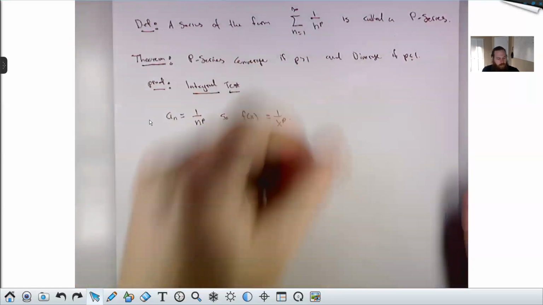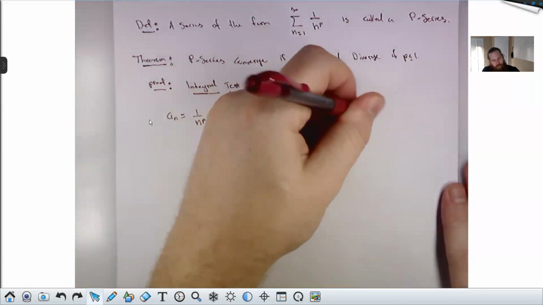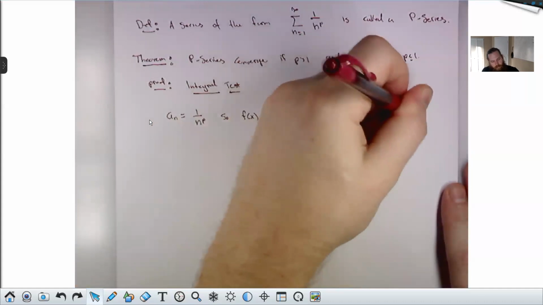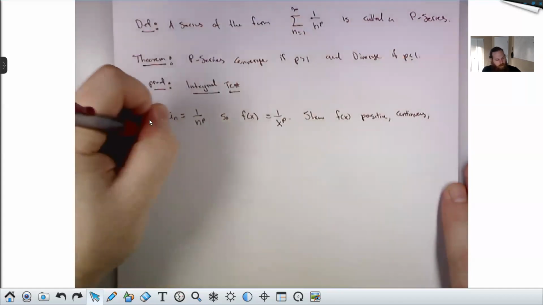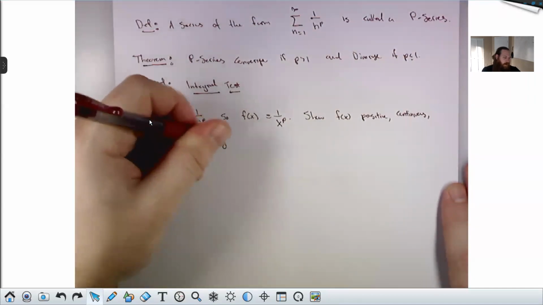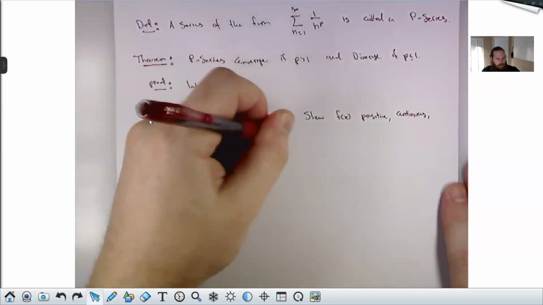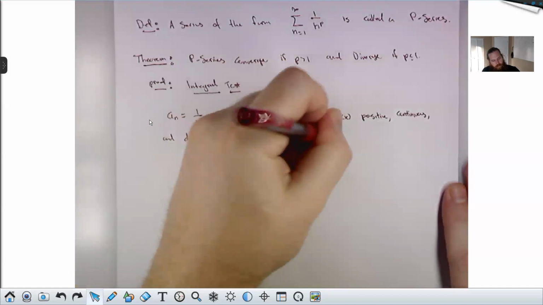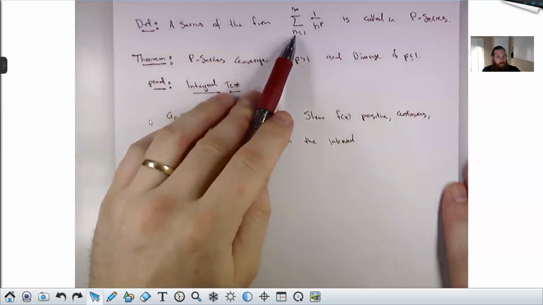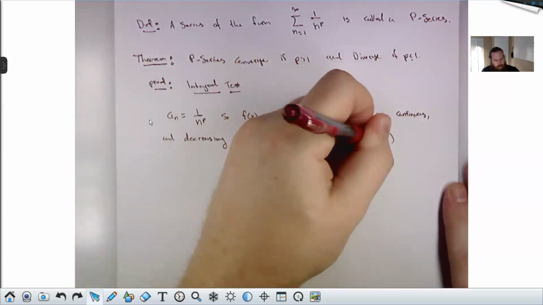I need to show first that f of x is positive, continuous, and decreasing, at least for all the x's in the interval. Here I'm summing from 1 to infinity. So here it's going to be in the interval from 1 to infinity.